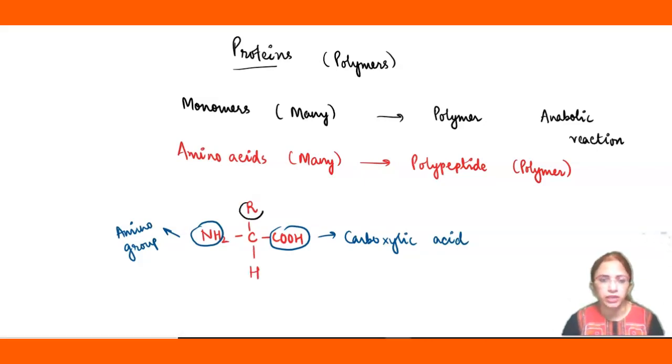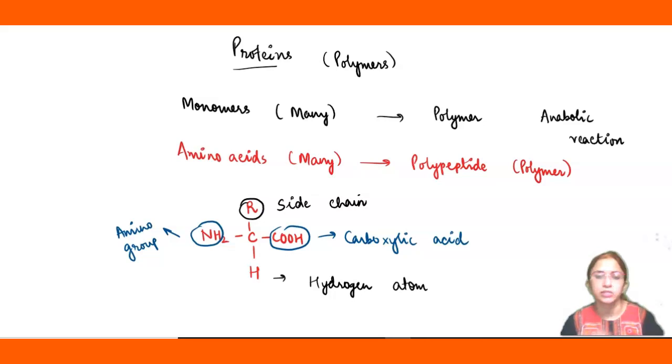Here this thing is very important, that R represents the side chain and H is the hydrogen atom. Remember, whenever you are writing any amino acid, please follow this terminology because this will be taught to you in the senior classes. So please start writing amino acids from this class onwards. Amino group always on the left, carboxylic acid always on the right, side chain on the upper side and hydrogen atom at the bottom side.